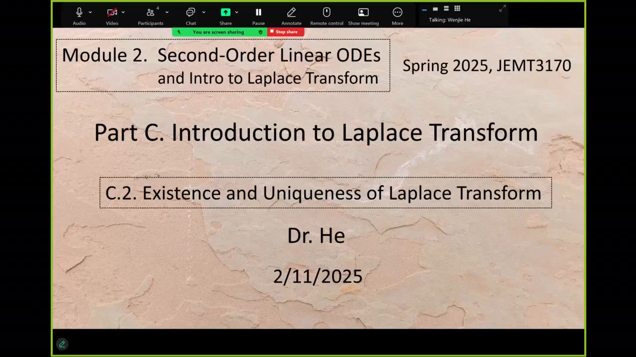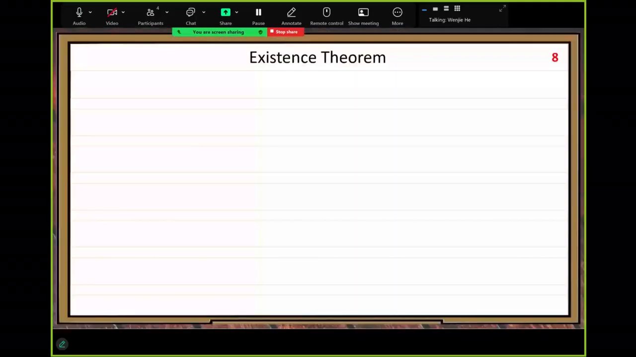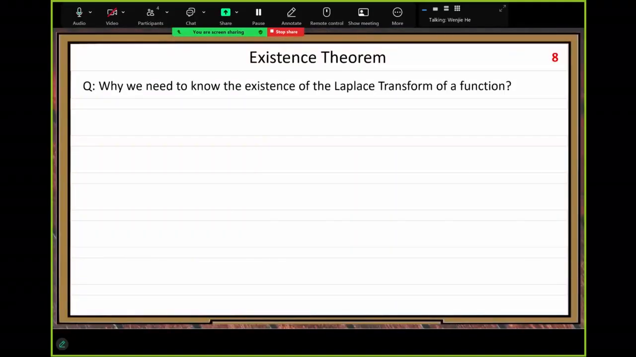So we will check these conditions. The condition is pretty simple. All right, the existence theorem. But the first question, because sometimes people may argue, why do we need to know the existence of the Laplace transform of a function?